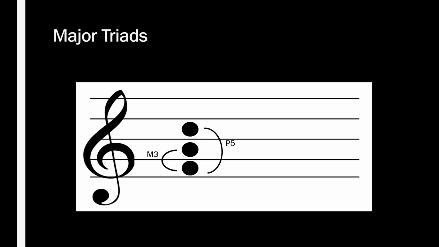Here we have an FAC chord. C is a perfect fifth away from F, and A is a major third from F. Another way you can think about it is a major third plus a minor third, which is only 3 half steps away. With this E major chord, we have a G sharp, which is a major third away from E, and we also have a B, which is a minor third above G sharp.